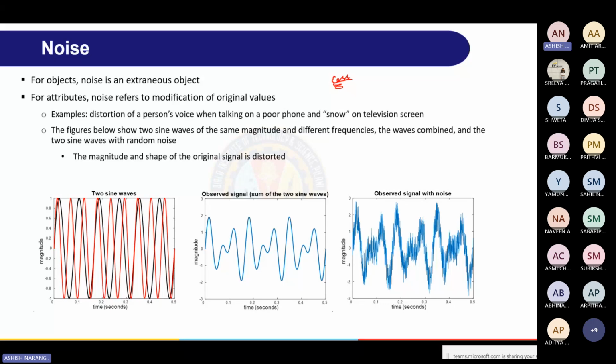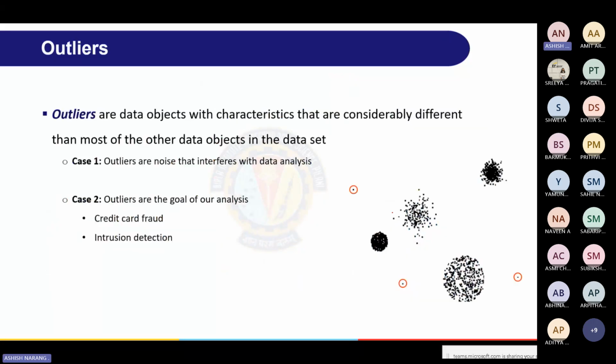So this is what is being shown: there are two sine waves of the same magnitude and different frequencies, and the waves are combined, and the two sine waves come with a random noise. You can look at that. This is the observed signal. These are the two sine waves. This is the sum of the two sine waves that have come in. And when you observe it, this is the distortion that has come in, and that is actually noise, right? So when you observe data, you observe noise in that, which is very different from the original data.